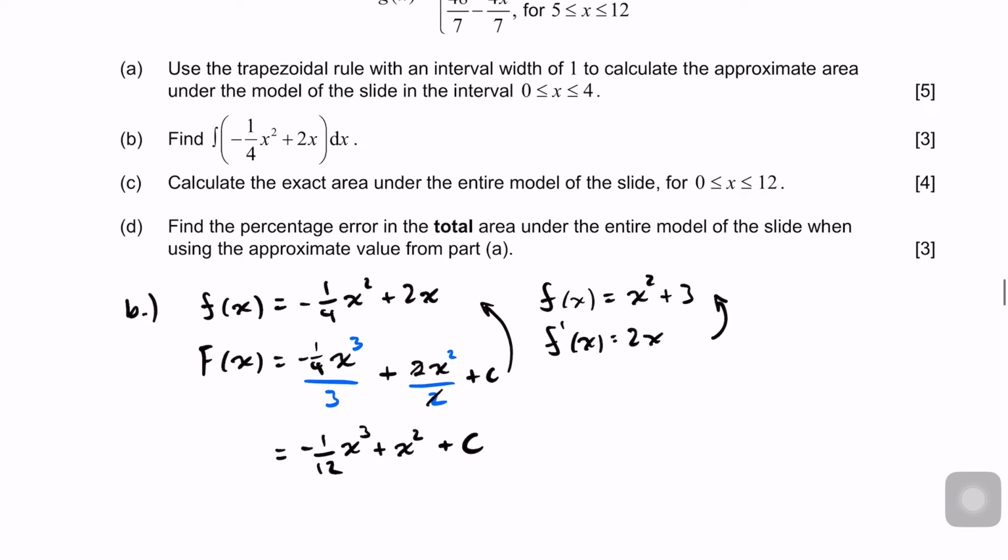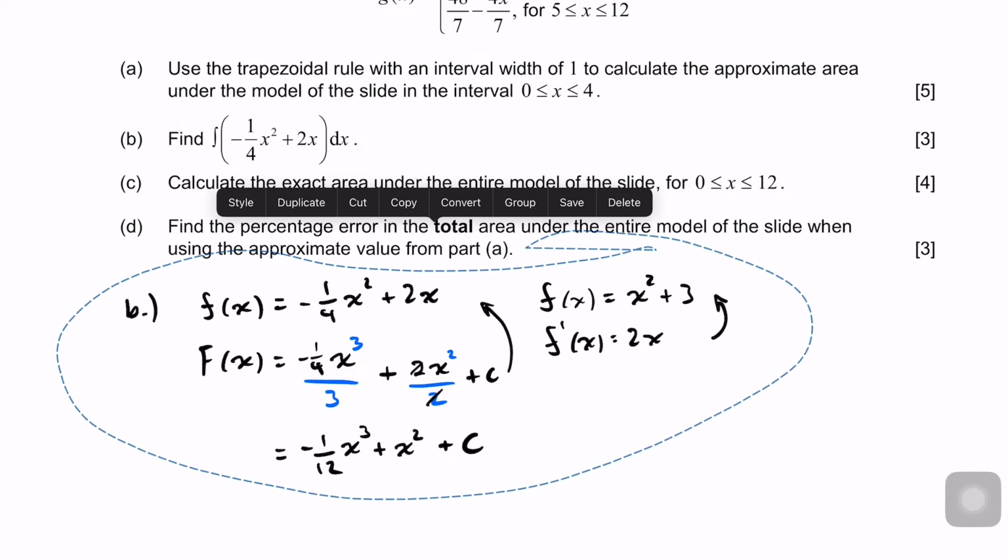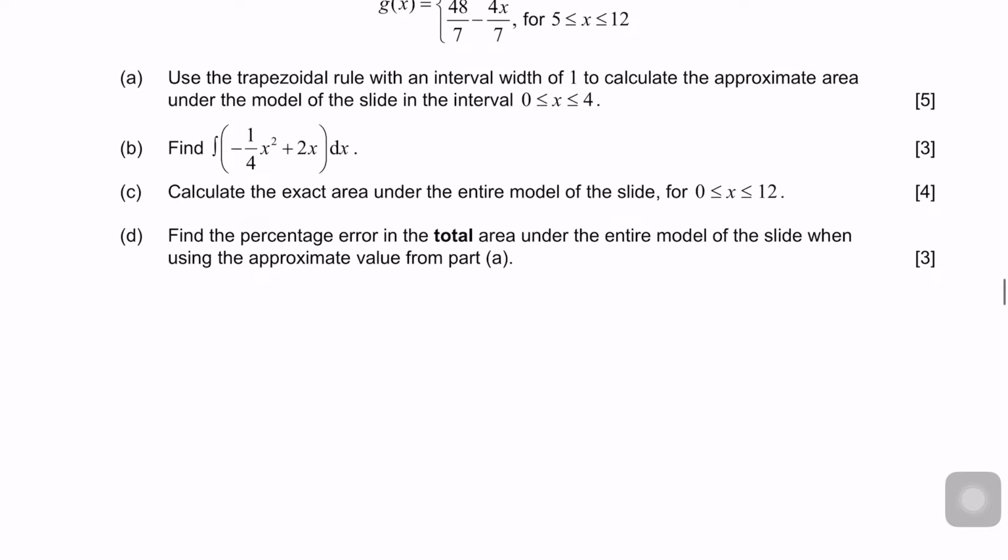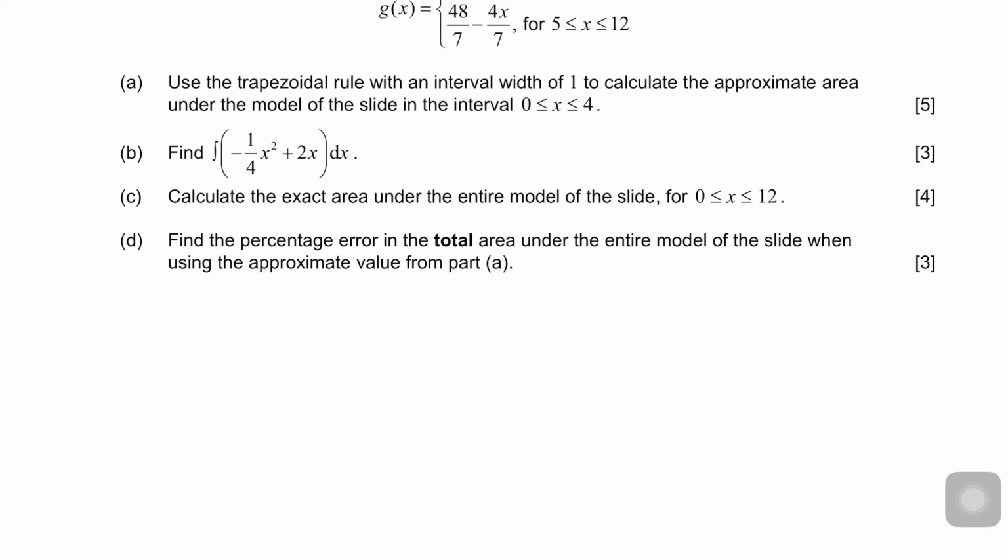So find the percentage error in the total area under the entire model of the slide when using the approximate value from part A. So I'm going to clear this up just to make a little more room. Okay. So find the percentage error in the total area. Percentage error, remember, is given to us in the formula booklet. I'm going to write it out here. You can always find it in the formula booklet as well.